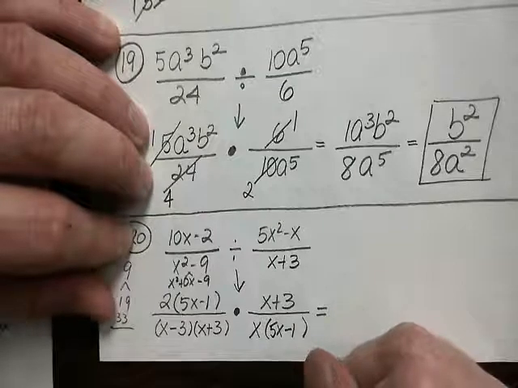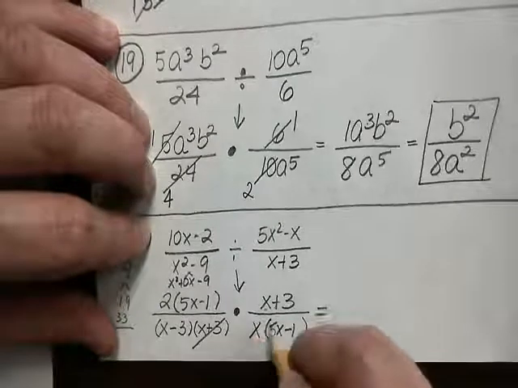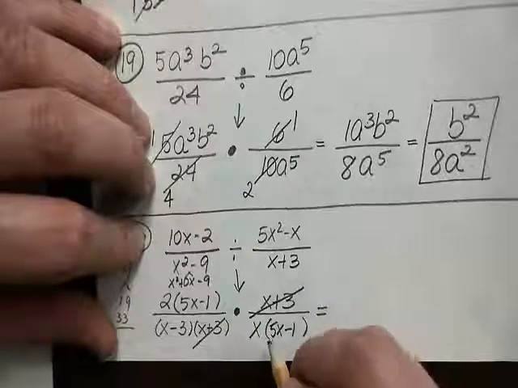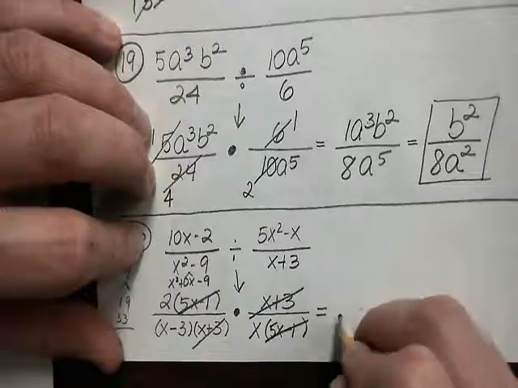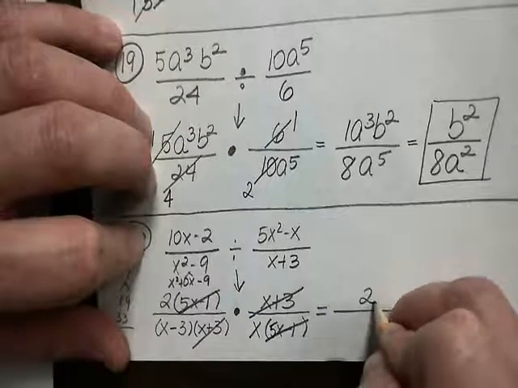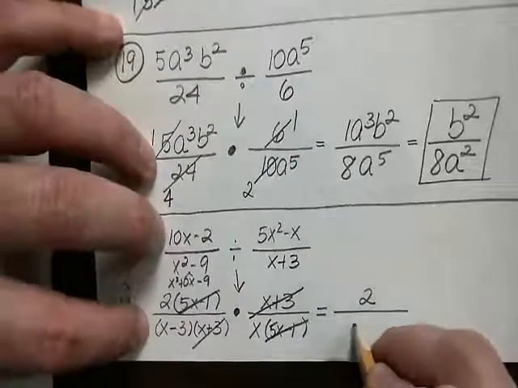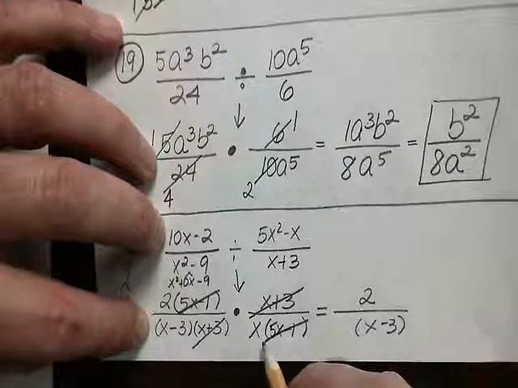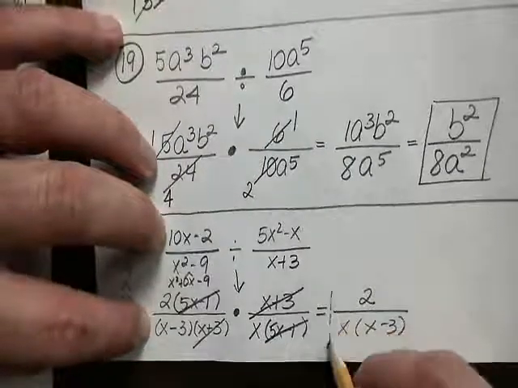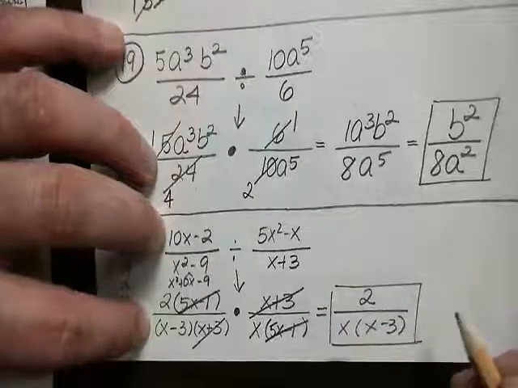Now I'm going to cancel. Who can I cancel? I can cancel the x plus 3. I can cancel the 5x minus 1. And I believe that's it. So on the top, I'm left with a 2. And on the bottom, I'm left with x minus 3. And I'm also left with an x right here. So that's going to be my final answer.